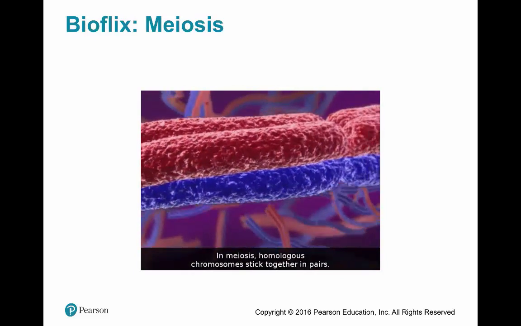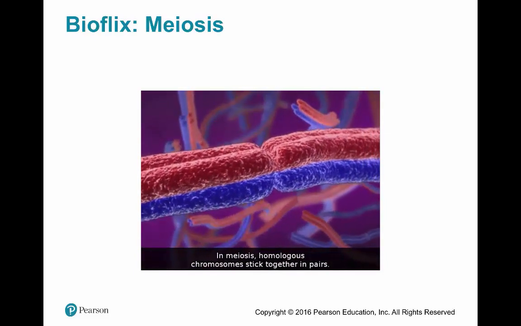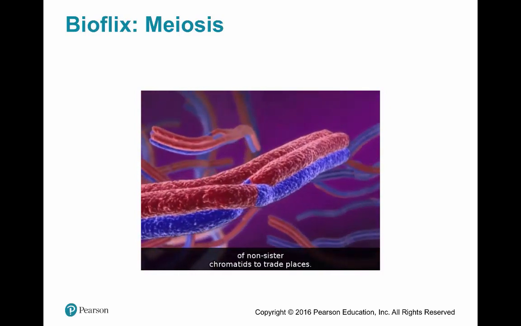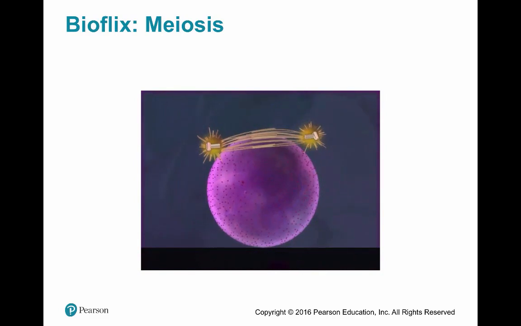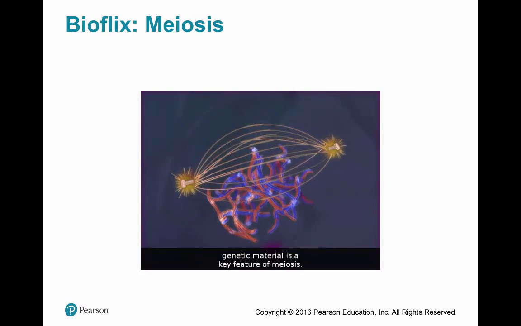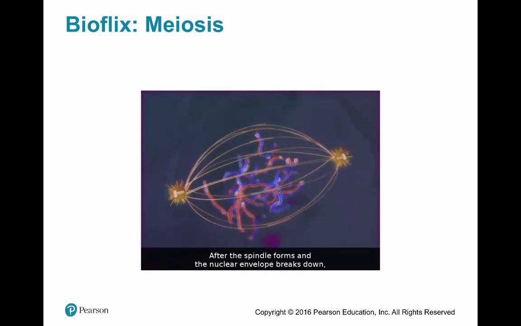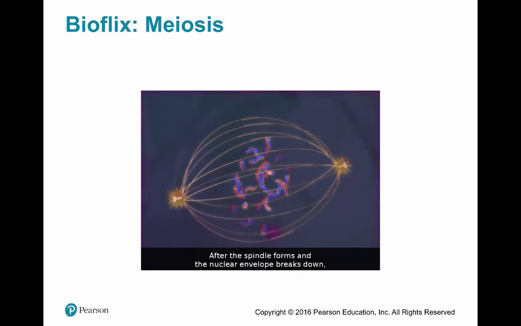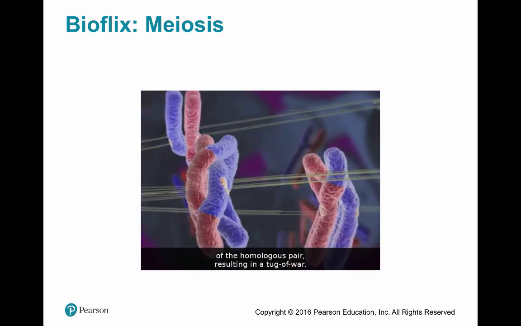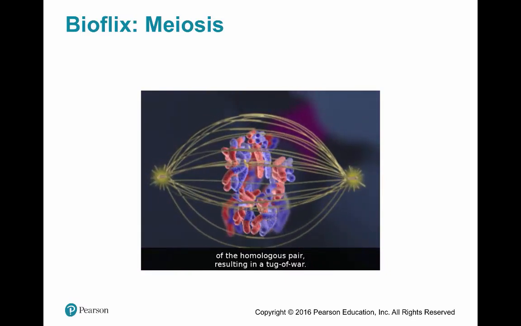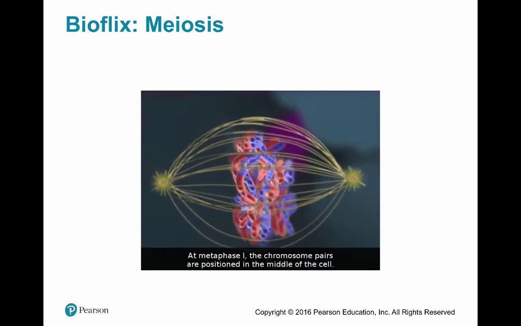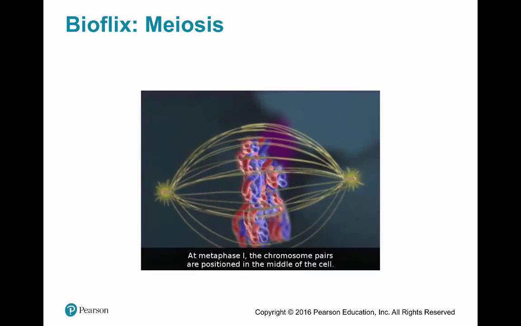In meiosis, homologous chromosomes stick together in pairs. The close association of homologous chromosomes allows segments of non-sister chromatids to trade places. This recombination of maternal and paternal genetic material is a key feature of meiosis. After the spindle forms and the nuclear envelope breaks down, microtubules from opposite poles attach to each chromosome of the homologous pair, resulting in a tug-of-war. At metaphase 1, the chromosome pairs are positioned in the middle of the cell.